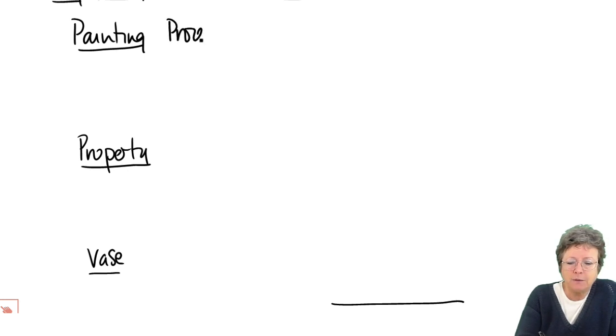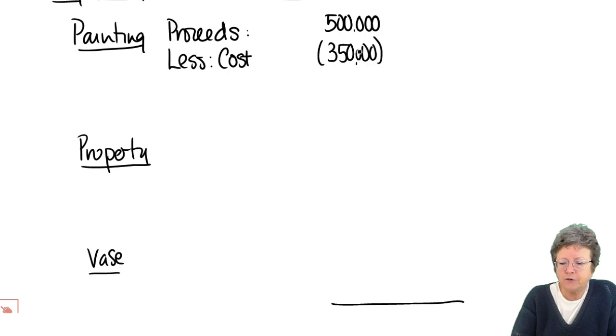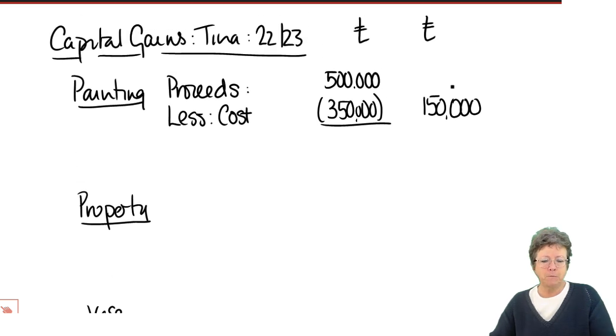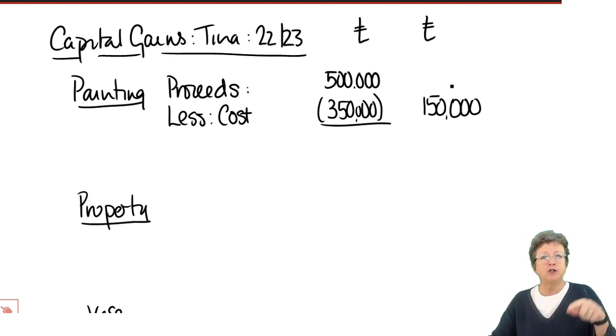The question said we had proceeds of 500,000 and we had a cost of 350,000. Proceeds less cost equals gain, and the gain in this case is 150,000. Now it's not a residential property, it's a commercial property, so it goes in that column. Okay, so proceeds less cost equals gain. That was asset number 1 she sold in the year.